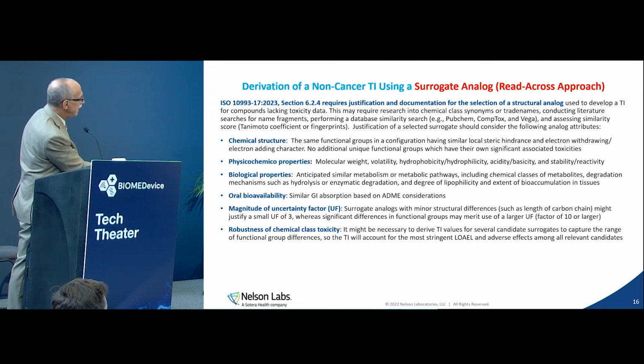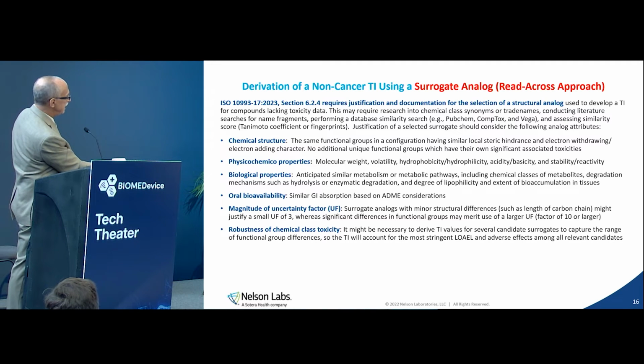Next, we're going to have derivation of a non-cancer tolerable intake using a surrogate analog. I'm not going to go into all the details, but essentially people have been doing this for a while. Now it's codified in the standard. If you want to use a similar compound as a substitute for the toxicity of the compound lacking data, you consider chemical structure, physical chemical properties, oral bioavailability, and then you take into account the degree of differences between your chemical and the surrogate chemical with an uncertainty factor.